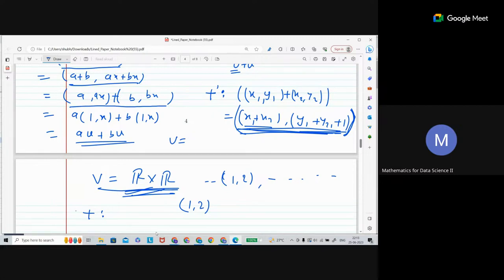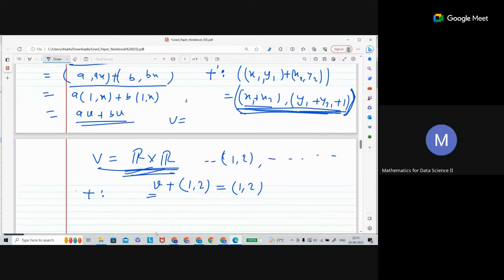And I want to find an element from the same set V which gives again the same element. That is the zero vector. So let's see how it will be. Let's say small v is (alpha, beta). How is the operation defined? This way. I want to find that zero, which is called the zero element. How will I find it?